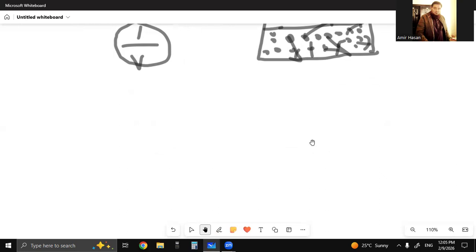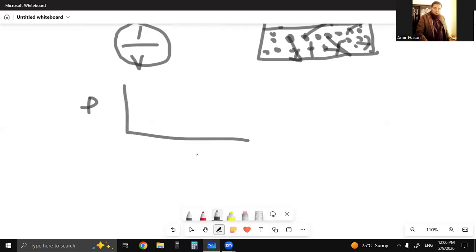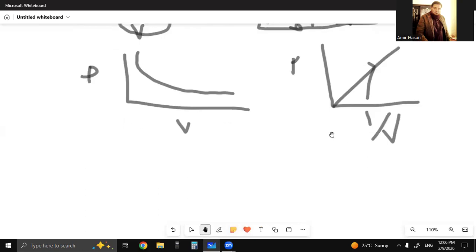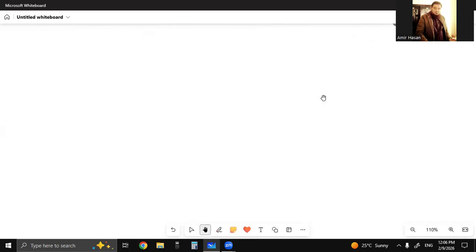When we increase the pressure, volume decreases. Both react inversely: one increases, one decreases. Okay. When we directly make the graph between volume and pressure, this is an inversely proportional graph. When we make a graph between P and 1 upon V, the inverse of V, then this is the direct graph. Okay, you must remember this graph.